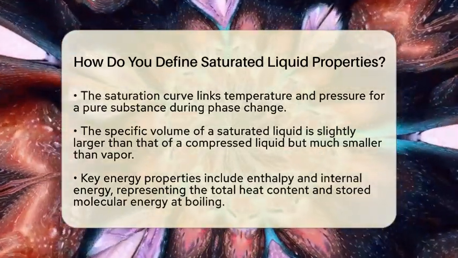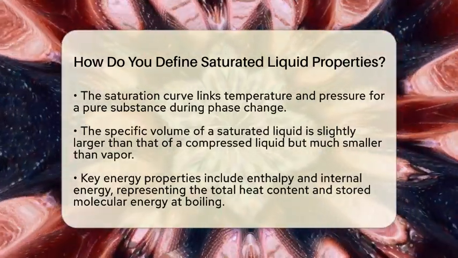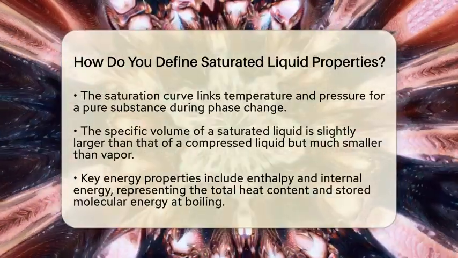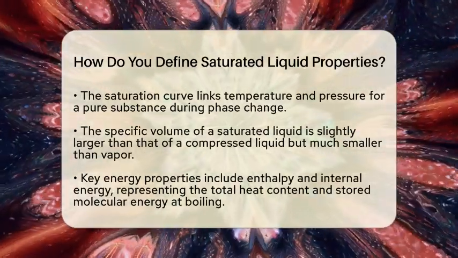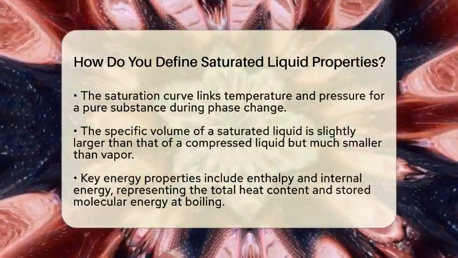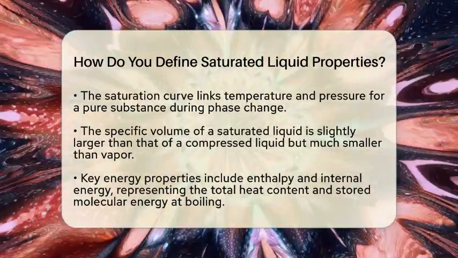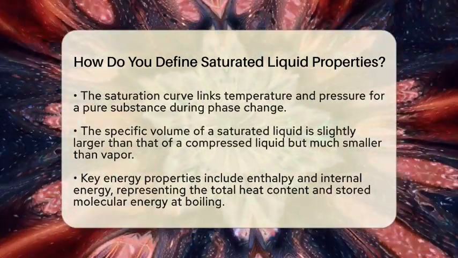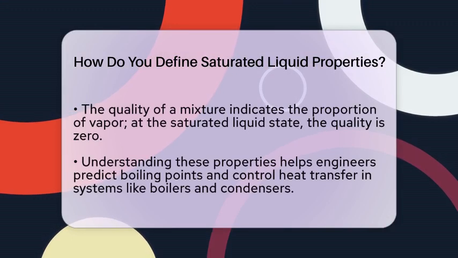The specific volume of a saturated liquid is the volume occupied by 1 unit of mass of the substance. It is slightly larger than that of a compressed or subcooled liquid but much smaller than the vapor phase. This property helps engineers determine how much space a liquid will take up at the boiling point.